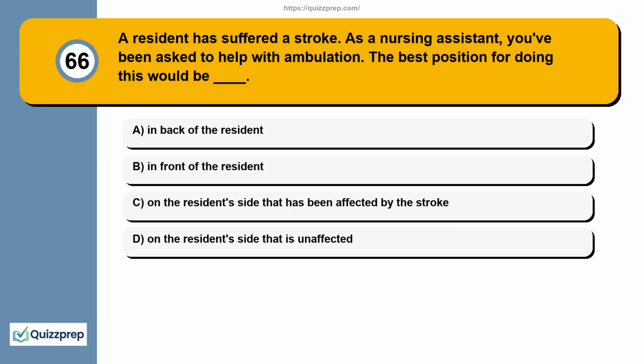Question 66. A resident has suffered a stroke. As a nursing assistant, you've been asked to help with ambulation. The best position for doing this would be in back of the resident, in front of the resident, on the resident's side that has been affected by the stroke, on the resident's side that is unaffected.